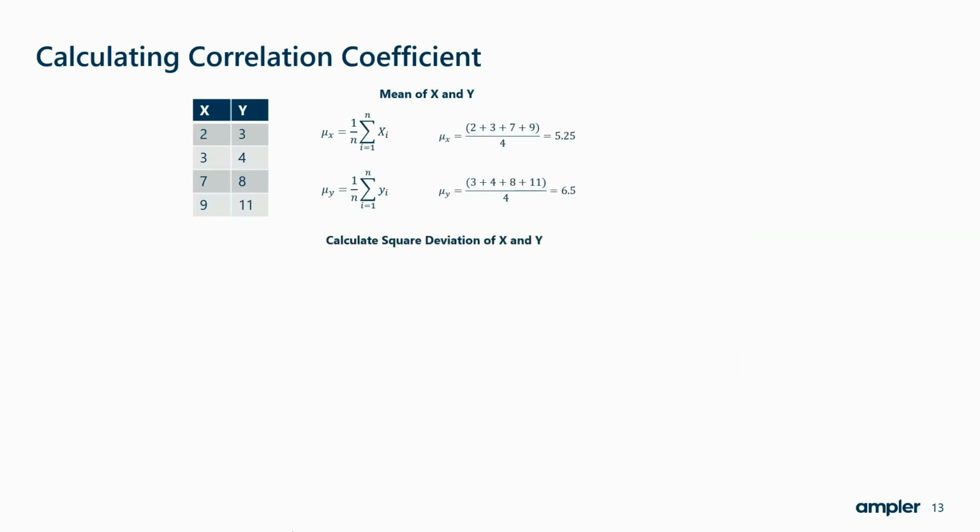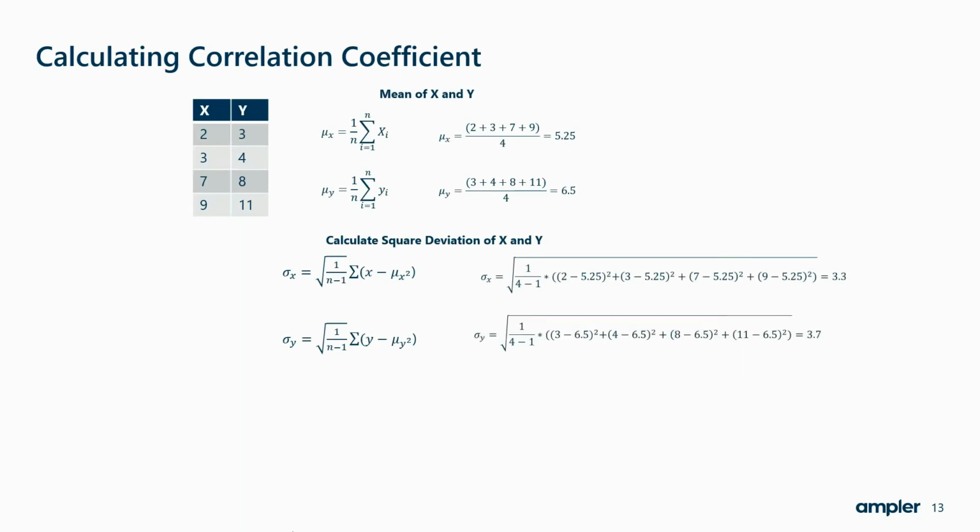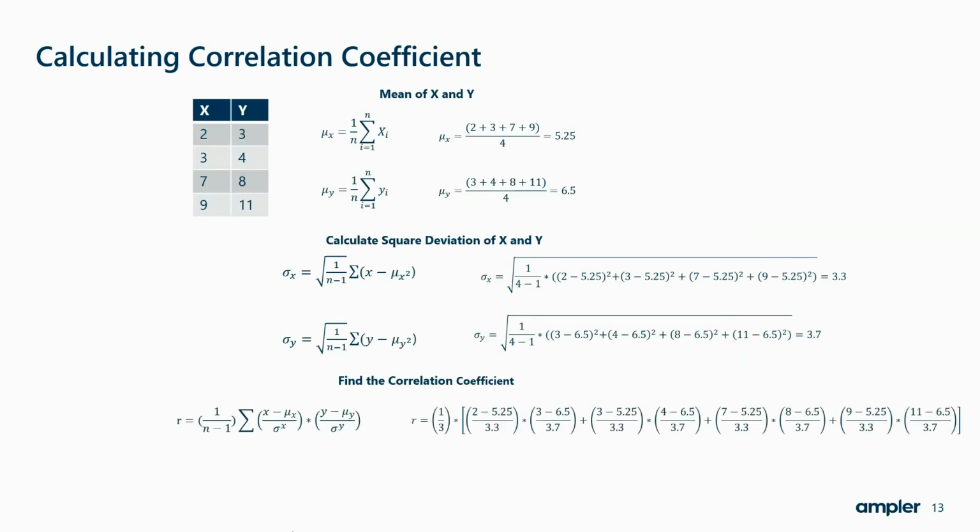After this, we need to calculate the square deviations of x and y. Let's calculate. Here we get 3.3 and 3.7. Now it's time to find the correlation coefficient by adding up every data point. As we can see, the coefficient is close to 1, indicating a near-perfect positive correlation. If we put in the values on a scatter plot, it will be a near-perfect line.